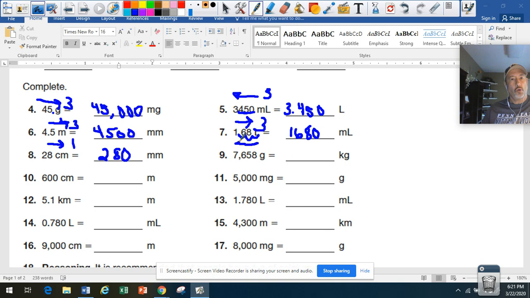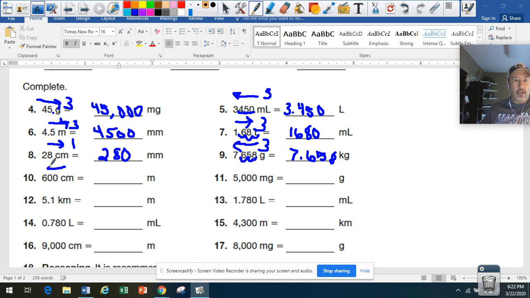Number 9, grams to kilograms, smaller to bigger. We go to the left. How many places are we going to go here to the left? We're going to go 3 places to the left. Move it to the left 3 places. 1, 2, and 3. So we get 7.658 kilograms.